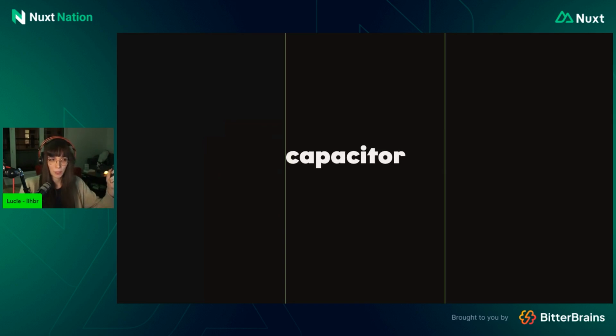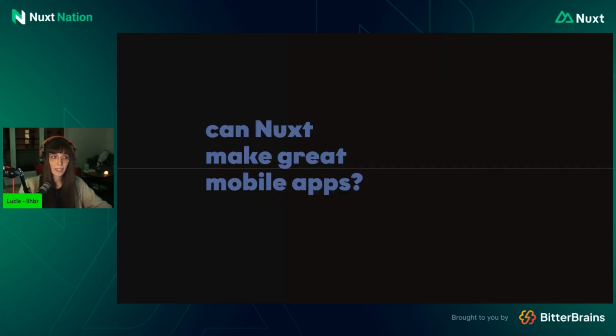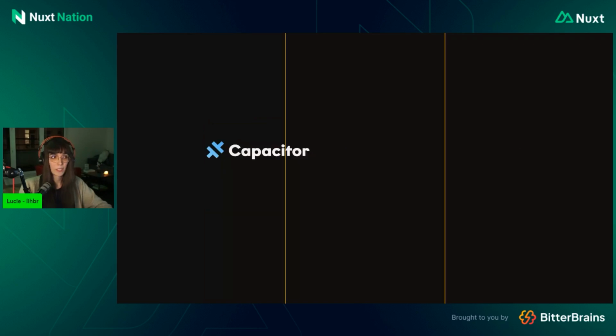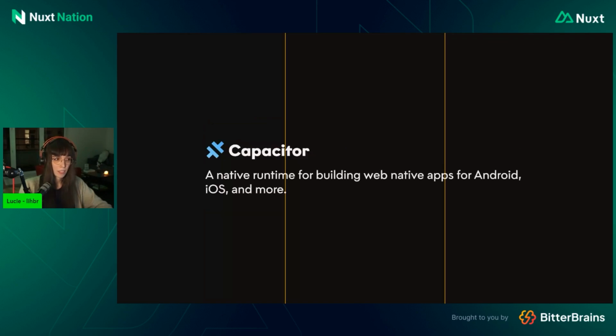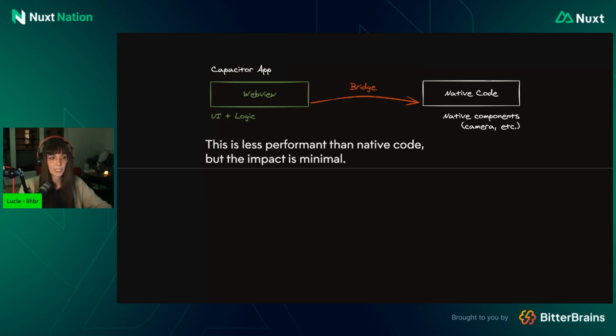So, all right, that was quite a lot of things we discussed. We talked about Capacitor, Capacitor plugins, and Ionic. So let's answer the question from the start. Can Nuxt make great mobile apps? Well, yes, absolutely. It's all made possible by Capacitor. It's a native runtime for building web native apps for Android, iOS, and more. It works by leveraging a web view to render our code, and we admitted that this is less performant than running fully native code, but with the performance our phones have nowadays, this is more than acceptable.